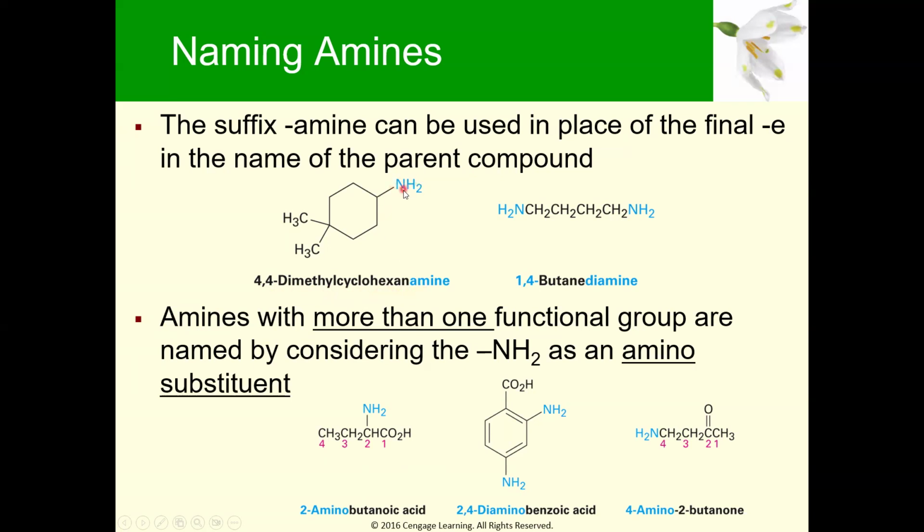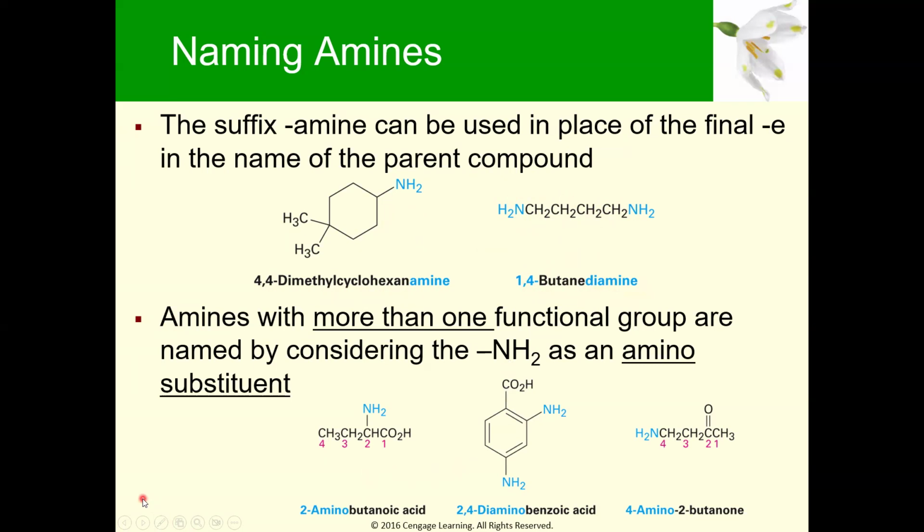So you see, we just took the normal alkane name. If this was just a hydrogen rather than an NH2, whatever that alkane name would be, we just changed the suffix to amine. And here again, we've got butane, 1, 2, 3, 4 carbons, so butane. But it also has 2 amine functional groups on it on either end, so we would number it 1,4-butanediamine. Okay?